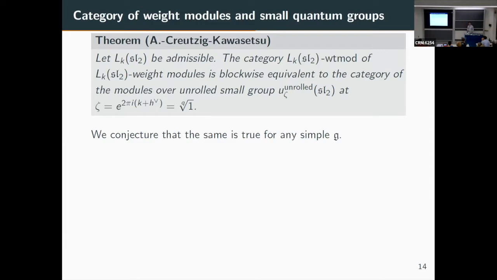Yes? So what does this blockwise mean? Blockwise means, actually there are only two blocks of the small quantum group. And this category of weight modules has two kinds of blocks also, and each block is equivalent. But for higher rank they will have more blocks.